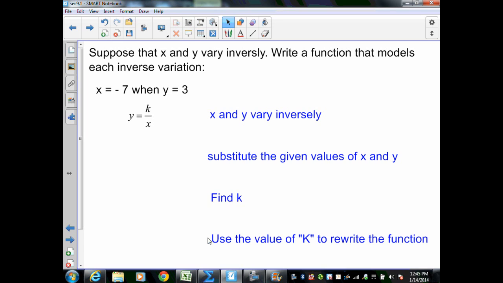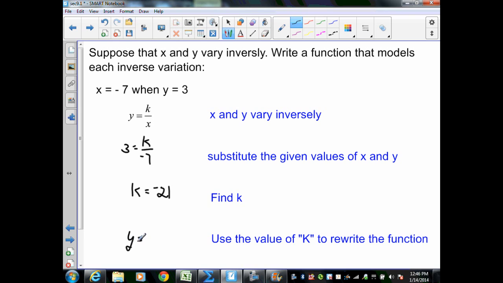First, I want to substitute the given values of x and y. So I'm given a 3 for y equals k over x, which I know to be -7. Now it says find k. I can do that by multiplying by -7 on both sides, and k will be -21. Now I want to use the value of k to rewrite the function. Therefore, y equals k, which I know is -21, over x.